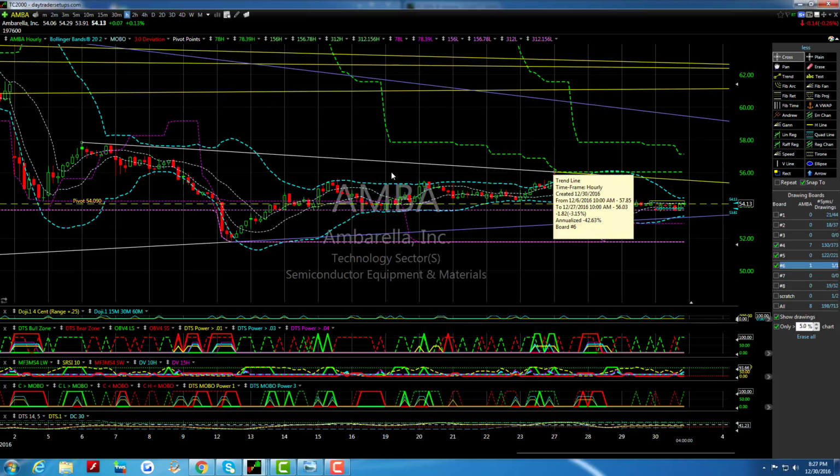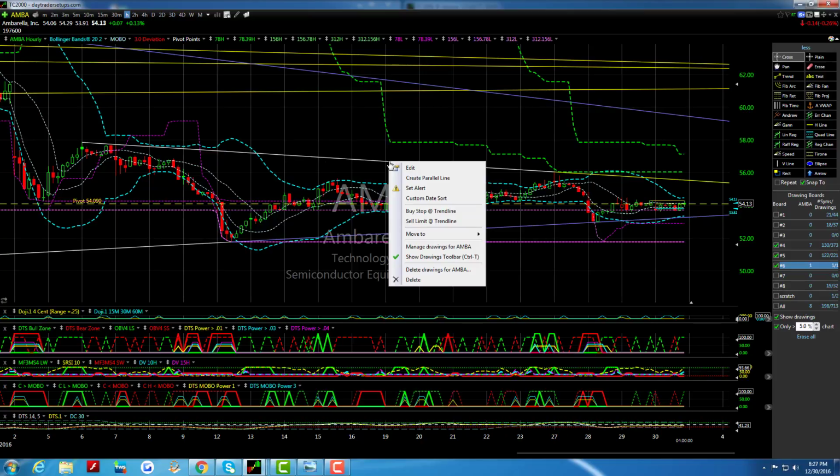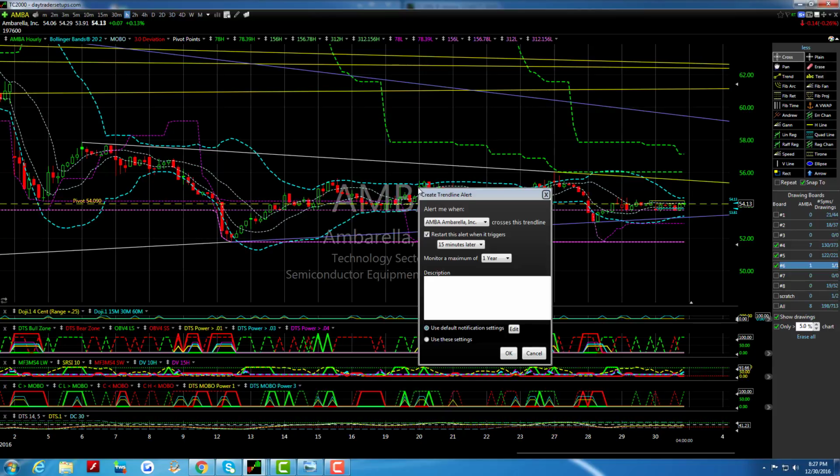Now, if this line had protruded up here, then I would have known I drew it in the wrong place. And I'm going to do some intentionally here shortly, and I'll show you. I'll set an alert on this. It's not going to be a restart, but it's going to be on 5 minutes, and it's just going to be for a month.